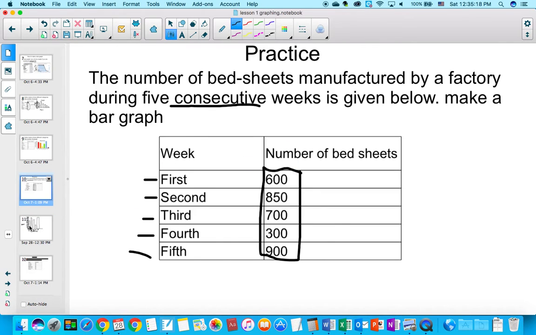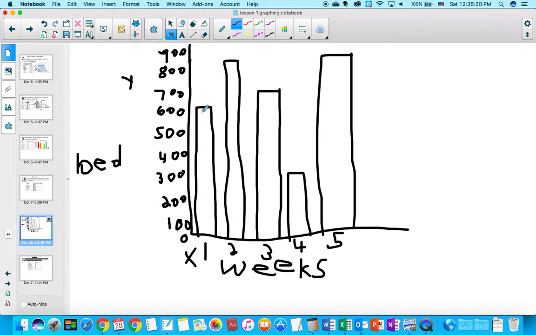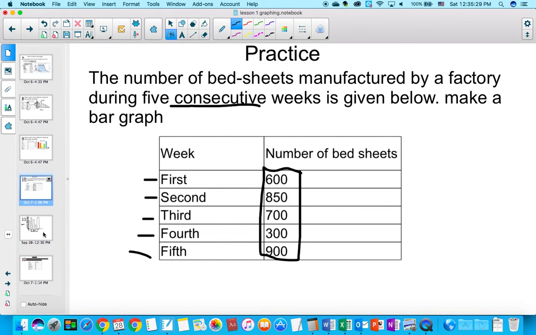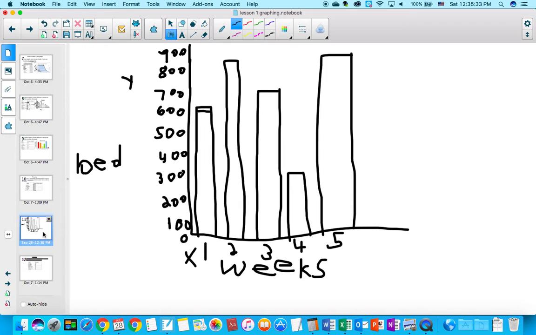This was 600, so the first bar went up to about 600 right here. It should have actually been here, but anyways, right? So the bars are represented by this, not your y-axis. A lot of people will make that mistake, unfortunately.